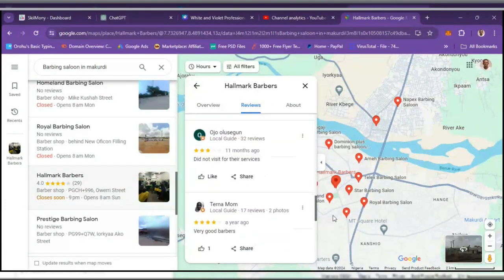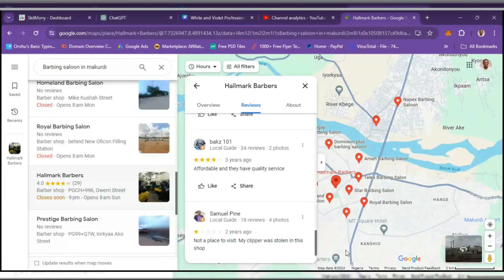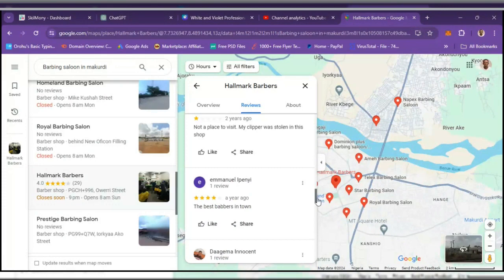Did not visit for their services. This person is not clear with his review. Affordable and they have quality. Not a place to visit. My clipper was stolen.